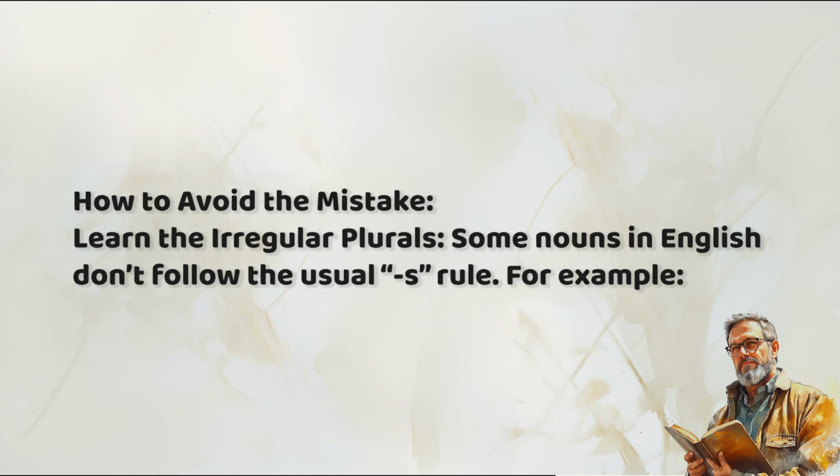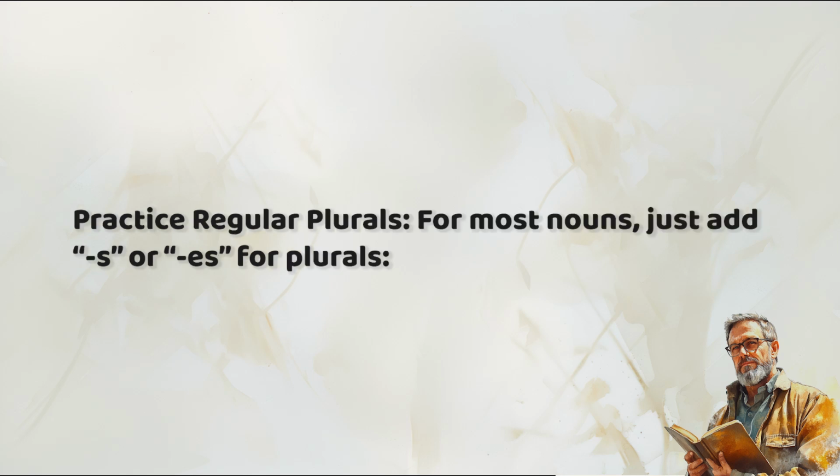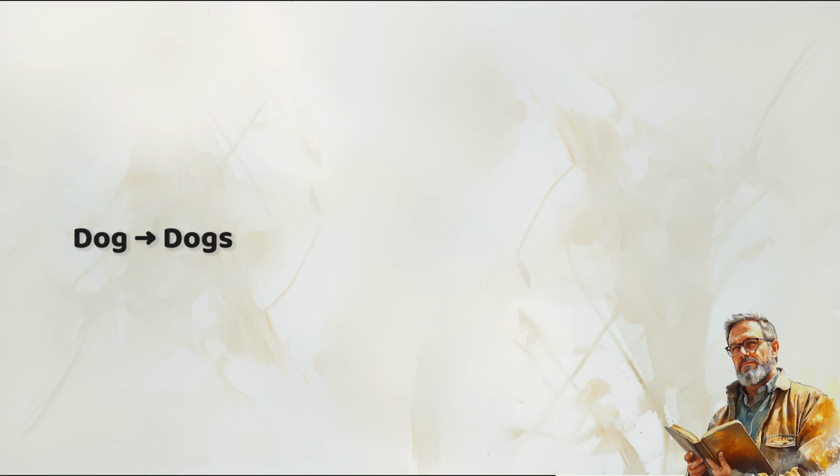How to avoid the mistake? Learn the irregular plurals. Some nouns in English don't follow the usual s rule. For example, child, children; man, men; woman, women; mouse, mice. Practice regular plurals. For most nouns, just add s or es for plurals. Dog, dogs; apple, apples; box, boxes.